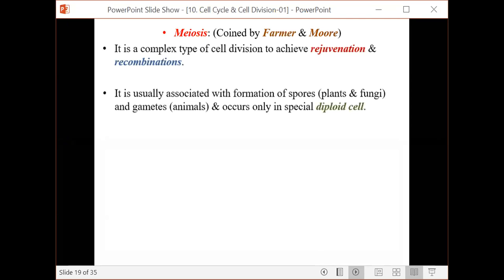Next. In which cases will we see this kind of division? Meiosis is mainly observed in the process of making gametes. Whenever we see any process which develops the formation of gametes, meiosis is involved in that. Meiotic division results in formation of gametic cells, which will participate later in the reproduction process.